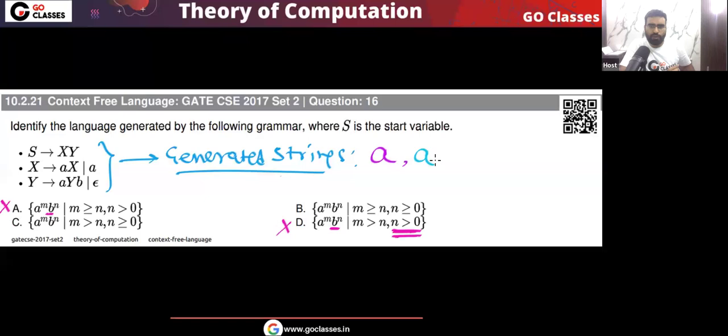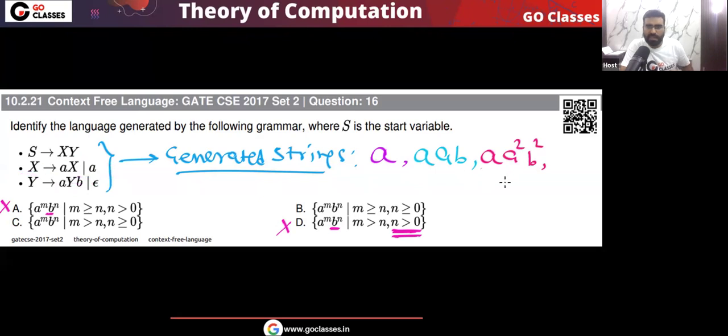From Y I can generate, for example, AB. Yes or no? So I can generate double AB. What else can I generate? You can notice, I can generate, for example, triple AB also. So from X I can generate A, and then from here I can generate A power 2 B power 2. So like this, these strings I can generate.